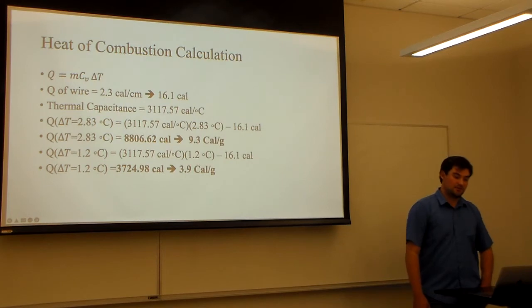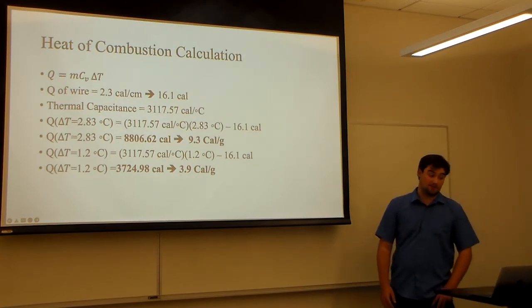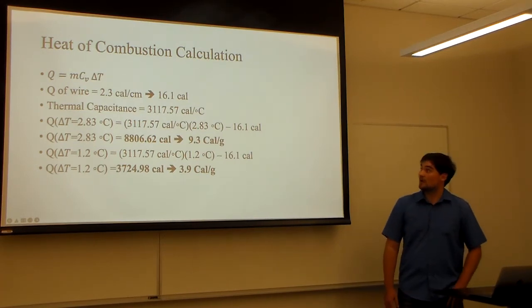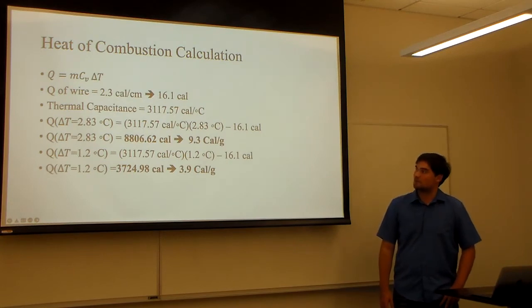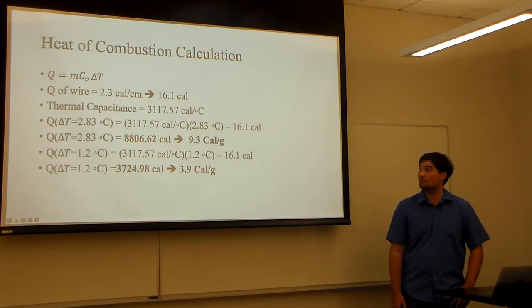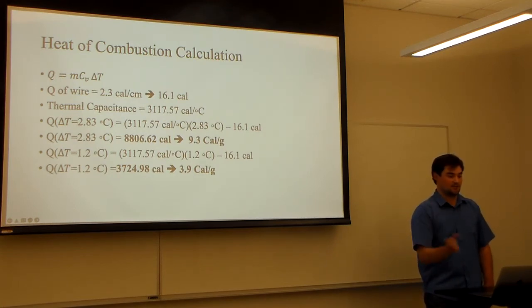So for heat of combustion of the unknown substance, we used that thermal capacitance and multiplied it by the change in temperature. So I did that for the 2.83 and the 1.2 degrees Celsius, and I got about 9.3 calories per gram for the larger temperature change and about 3.9 calories per gram for the smaller temperature change. The reason that it's not in the thousands is because I converted from big calorie uppercase C to little calorie lowercase c, which is just a factor of 1,000.